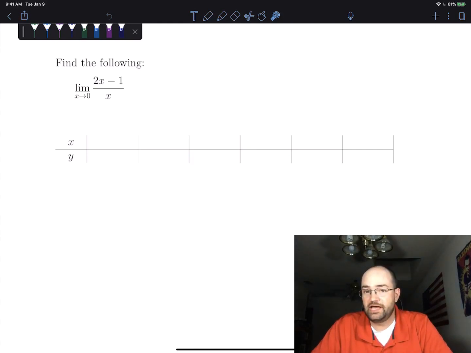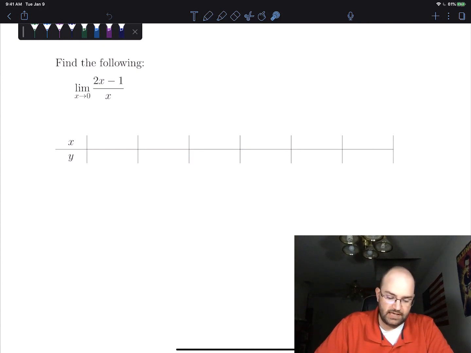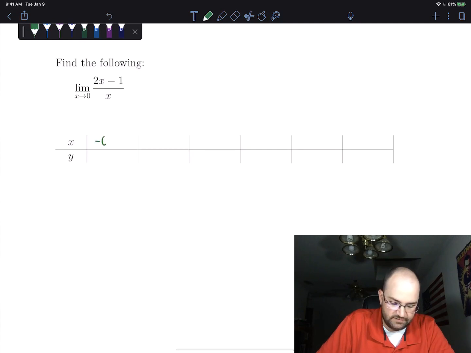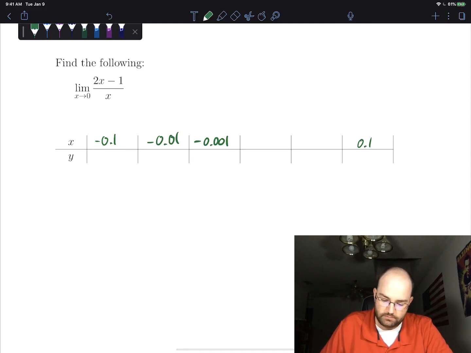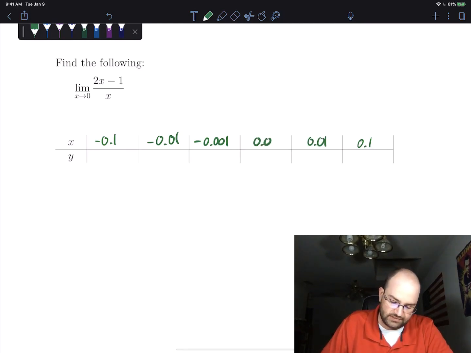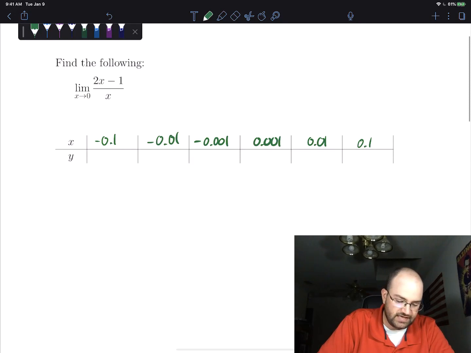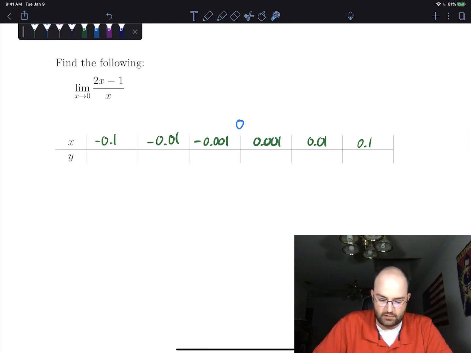To do that, we need to look at the graph, or we need to look at a table. So I'm going to look at a table right now. We're going towards 0, so I need numbers to the left of 0 and numbers to the right of 0. I'm going to start out with, say, negative 0.1, then negative 0.01, and then negative 0.001. Now numbers to the right of 0 would be 0.1, 0.01, and 0.001. Notice that this is telling me what happens as x gets closer to 0 from the left, and 0 from the right.